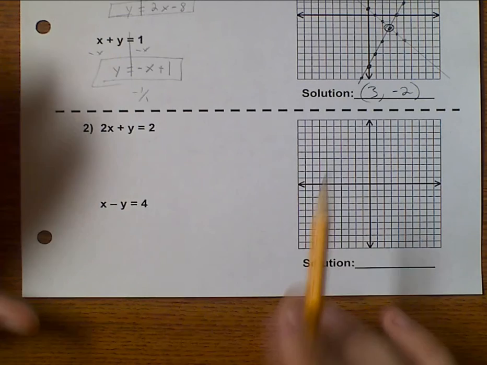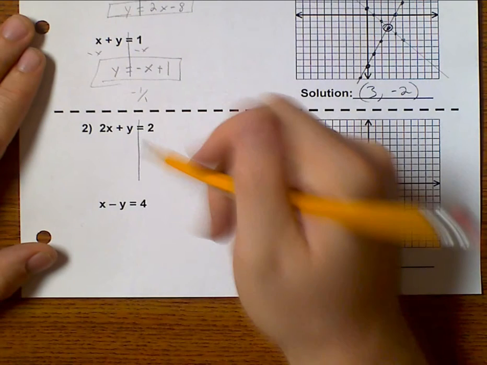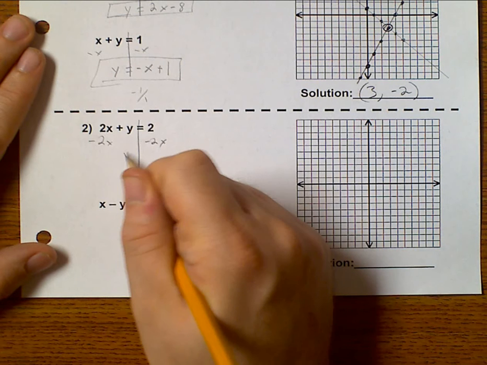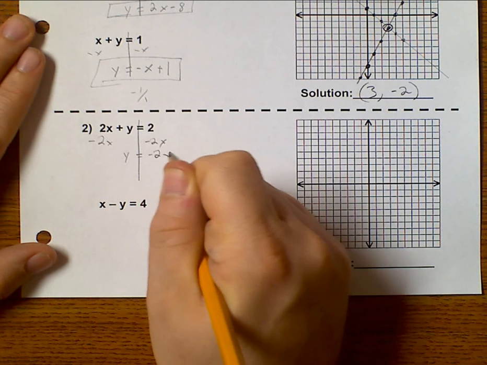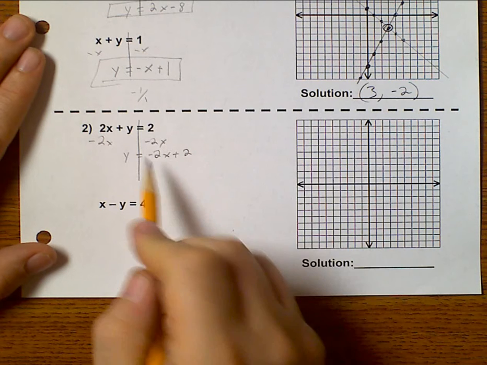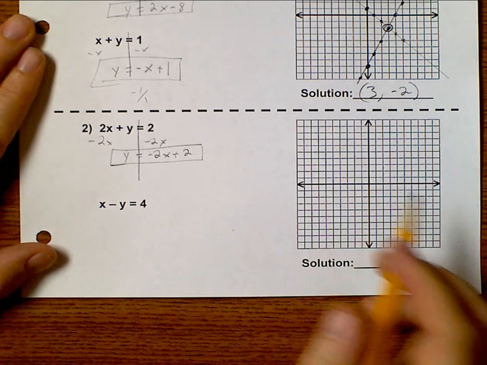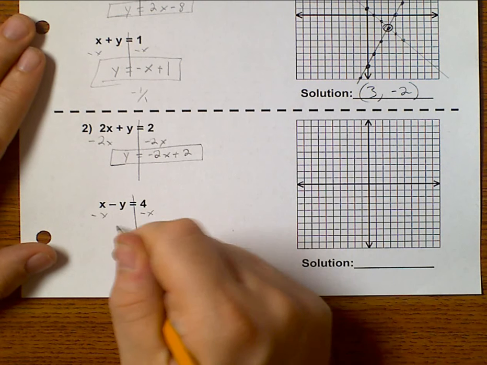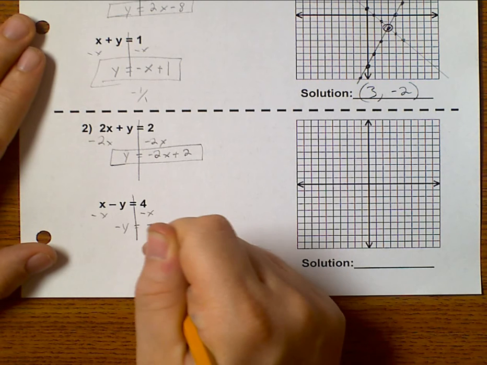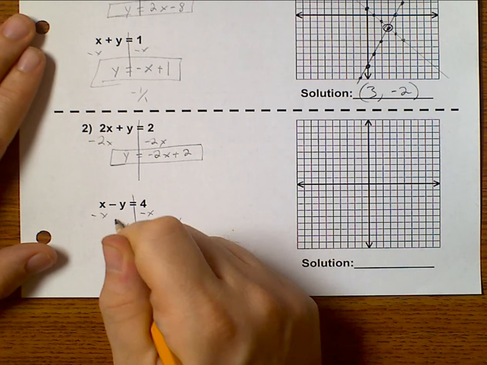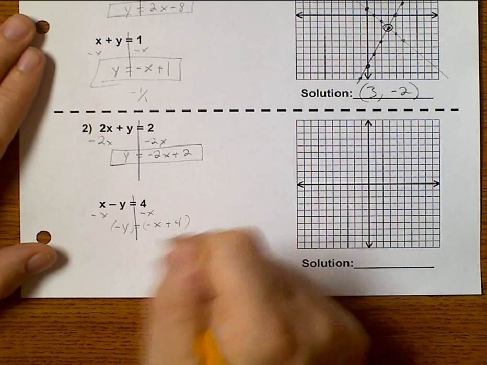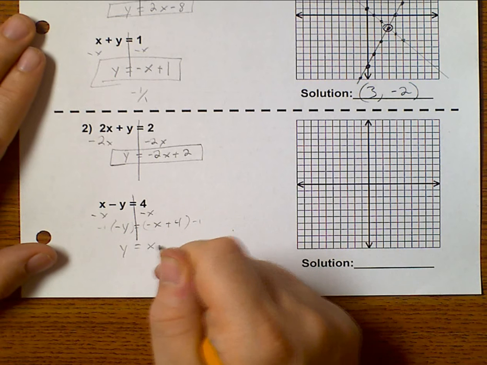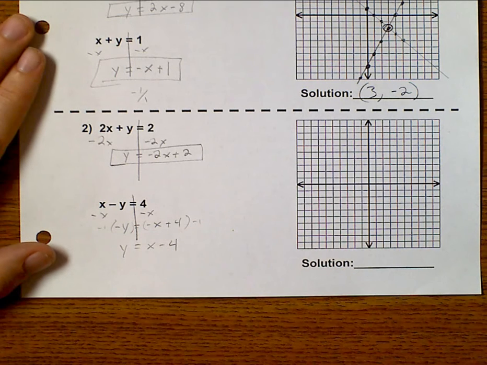Looking at example number 2. Start off by subtracting 2x on both sides. Y equals a negative 2x plus 2. Over here, start off by subtracting x from both sides. Negative y equals a negative x plus 4. Multiply everything by negative 1. And I get that y equals x minus 4 because I flip all of my signs.